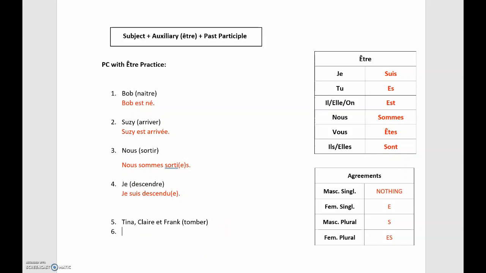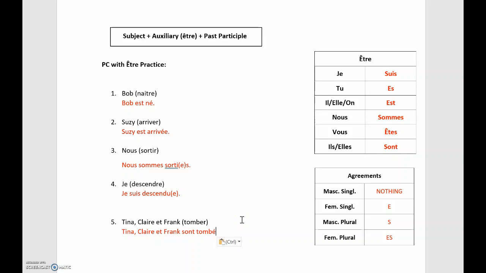And the last one here, we've got Tina, Claire, et Frank, tombé. So I'll write out my subjects once again. Tina, Claire, et Frank. Now I'm talking about a group of people, 3 people. So here I'm going to be changing être to sont, S-O-N-T. Okay, now the past participle for tomber, it's a nice and easy Dr. Mrs. Van der Tramp verb because it follows that same ER becomes E with an accent rule, thankfully.